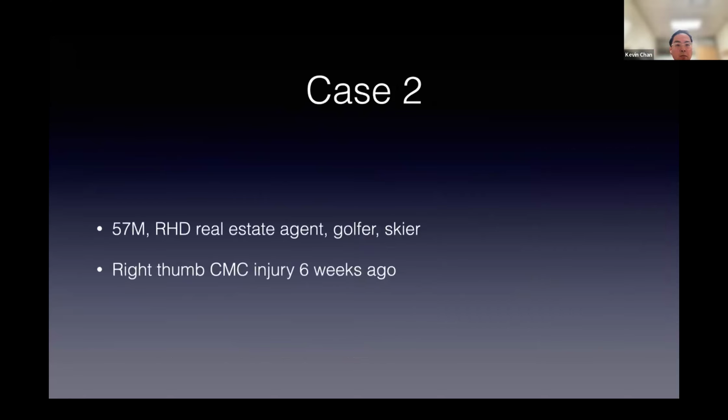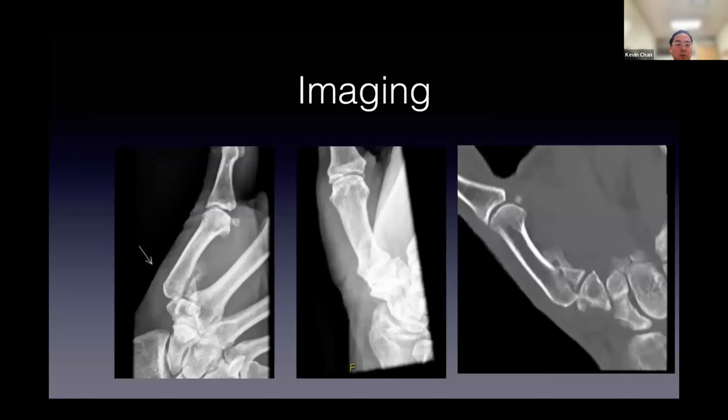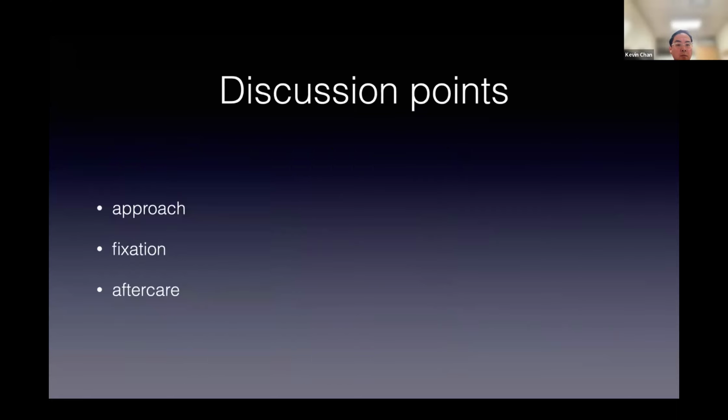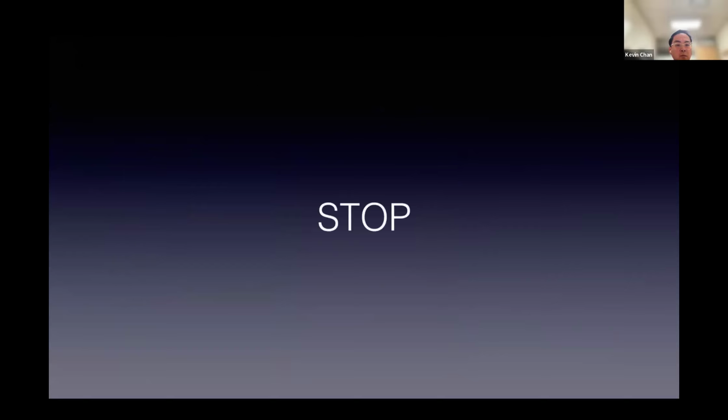So case 2, this is a 57-year-old right-handed real estate agent who enjoys golfing and skiing, and he presented 6 weeks after an injury to his right thumb CMC joint with this imaging. So you can see a Bennett's fracture with subluxation of the main part of the metacarpal, and it's begun healing already. So again, discussion points, or you may have different points you wish to discuss, and a pause.